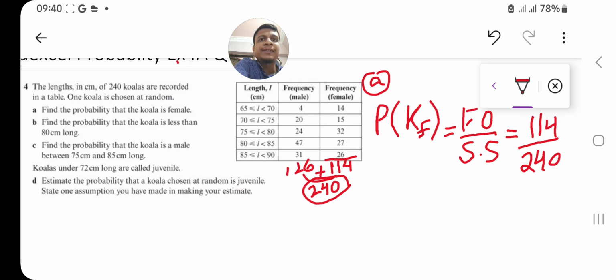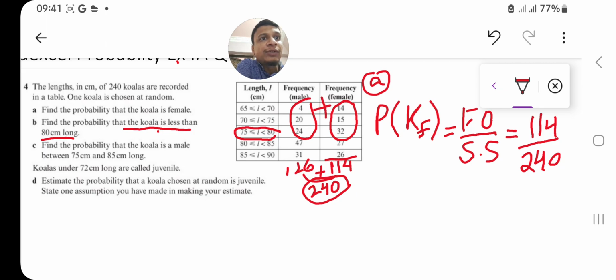Okay, now the second part, part B. The koala is less than 80 centimeter. They have not mentioned either female or male. Koala means all koalas less than 80 centimeter. So here we have the sign less than 80 centimeter. As no discrimination is given on the gender basis, they are asking in general. So we will take all the male and female koalas less than 80. It means these values 4, 20, 24 and plus 14, 12, 15 and 32. If you add these values, this will be our favorable outcome.